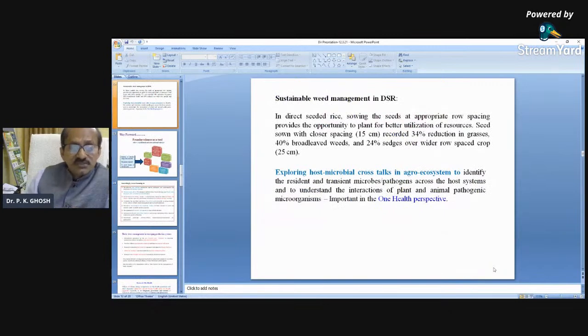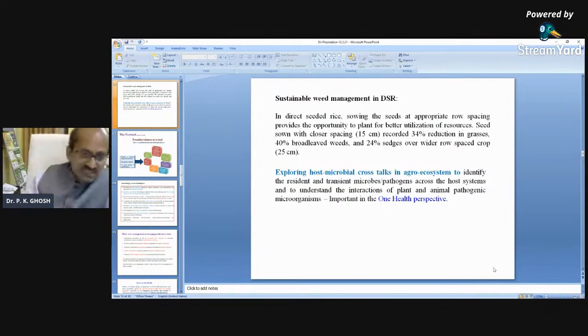Now, this is another area. You see, it is very interesting: exploring the host microbial crosstalk in the agro ecosystem. We understand that there is a human-animal-plant relationship. Many diseases or infections come either from the soil or plants. So here the infection comes from soil and plants, the pathogens affect the animals, and ultimately through milk or meat they affect the human. Through this One Health concept, this project is going on, and we can identify the microbes and pathogens which ultimately affect the human.